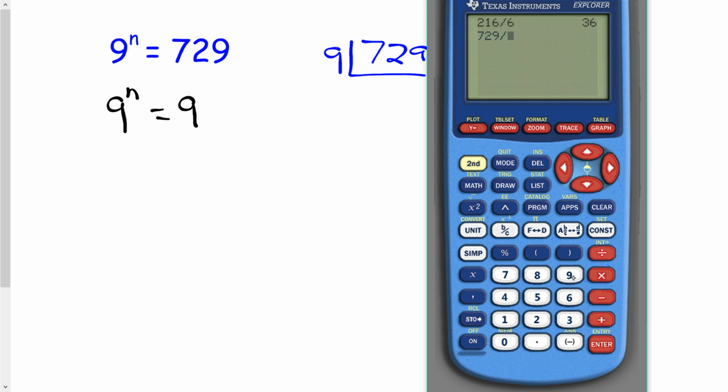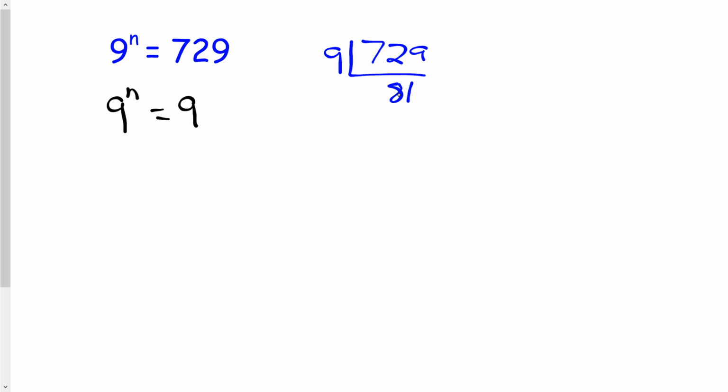729 divided by 9 equals 81. And I'm going to divide by 9 again. And you should get 81 divided by 9 is 9. How many 9's do I have? Well, I have 3 9's. 1, 2, 3. So that 3 goes here. Now that my bases are the same, I can ignore the bases and just say n equals 3.